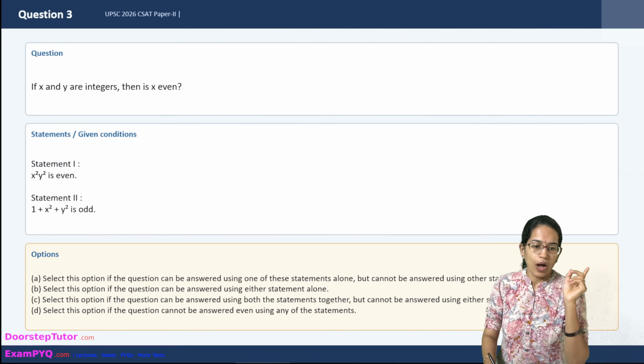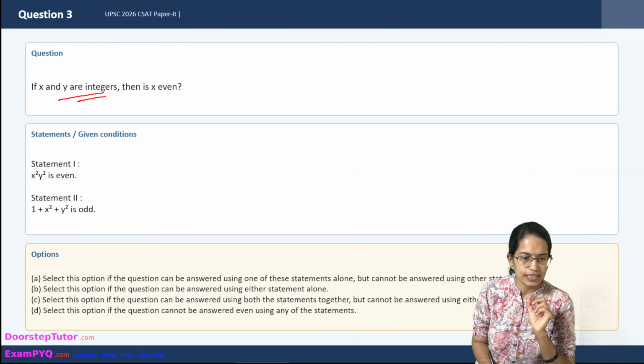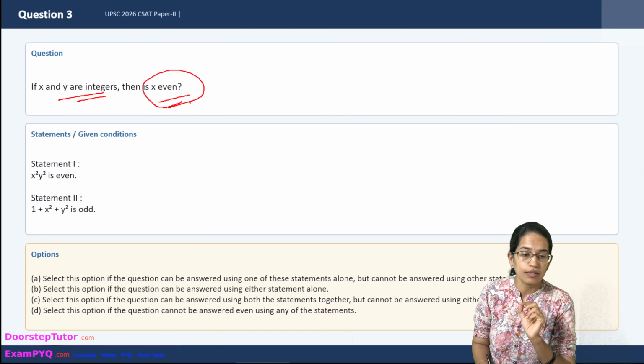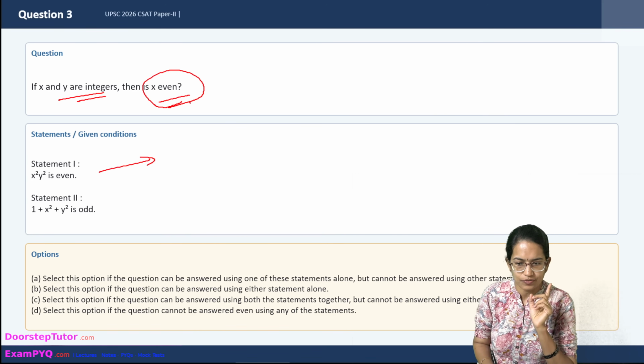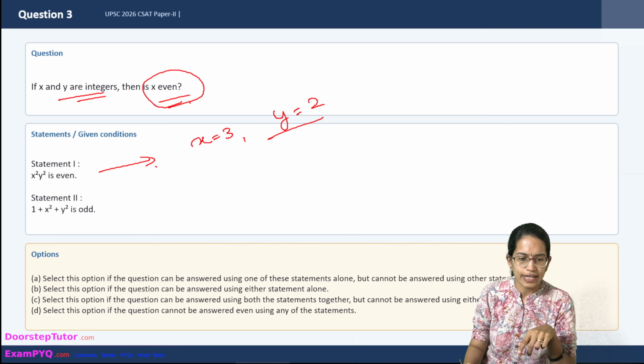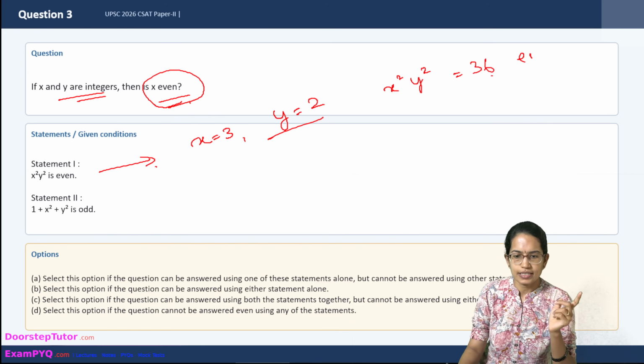Okay, now I have to take x and y as integers, then I have to see whether x is even or not. Understand this very carefully. Now in the first case, I take x is equal to 3, y is equal to 2. When I take x square, y square, right? So it becomes 36, 9 into 4, it is even.